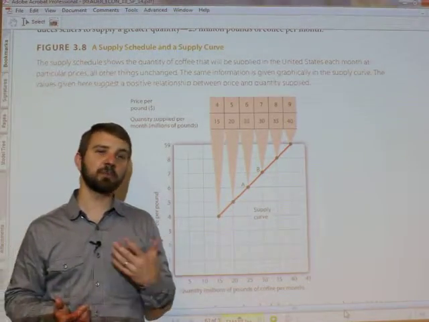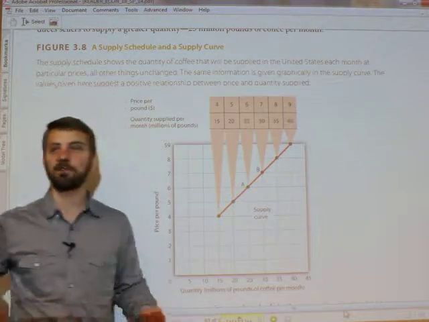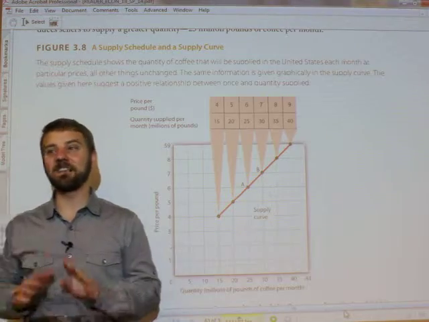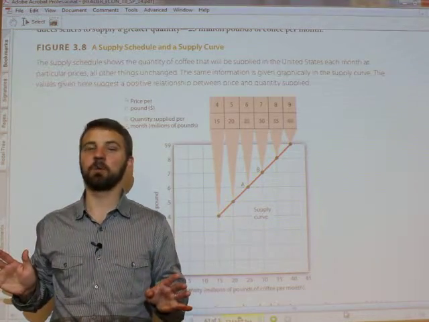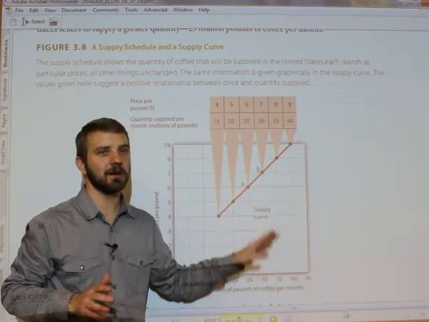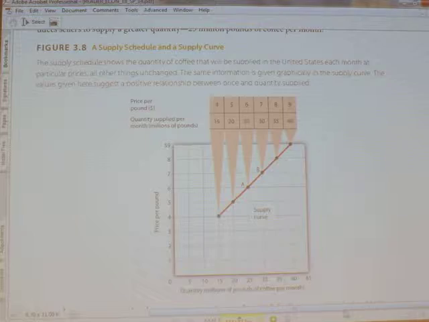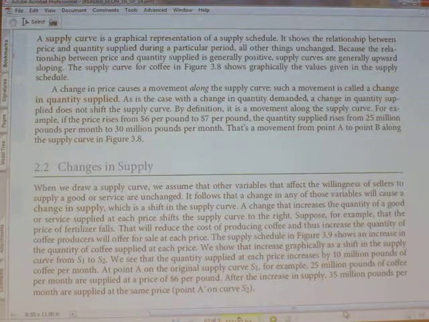And so a change in the price of coffee is the only thing that can cause a movement along the coffee supply curve. But if anything else changes, it will cause a shift in the supply curve. And generally when we're talking about the supply shifters, they're all things that relate to the production of coffee.